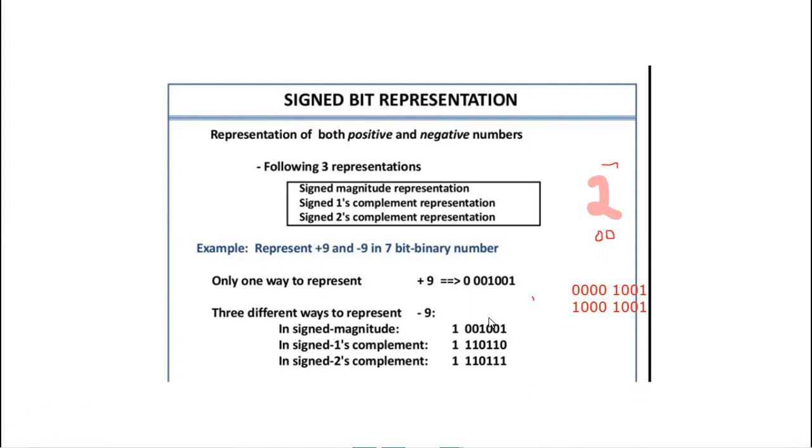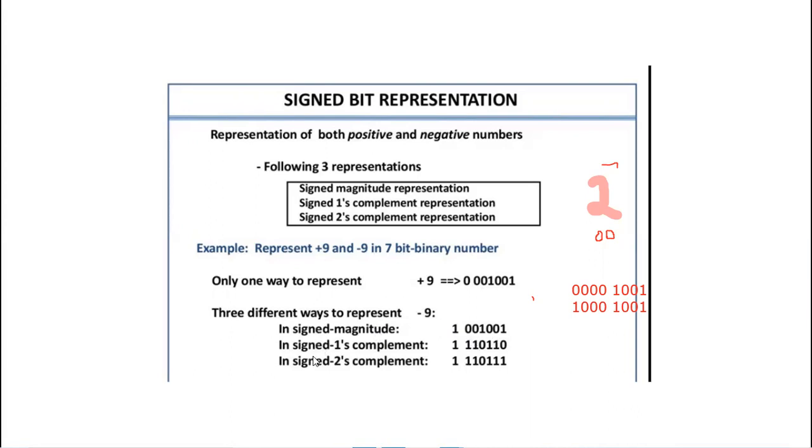Now in sign magnitude, you can represent it as follows. Let us see this example, a 7-bit representation. Only 6 bits are used for representing the magnitude, and the most significant bit is used for representing whether it is positive or negative. In this case, plus 9, here it is 0. 0 is used for positive and 1 is used for representing a negative. So minus 9 can be represented like this: 1, 0, 0, 1, 0, 0, 1.